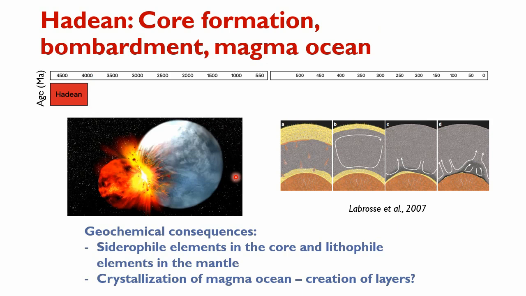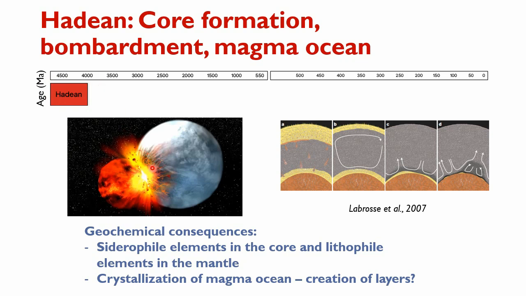So at the beginning of the Earth, during the Hadean, several very important processes occurred. The core was formed, the metal core. There was some heavy bombardment at the surface of the planet, and there was most probably formation of a magma ocean in the interior of the Earth. So on the top of the slide here, you see the timeline, and we are located at the beginning here between 4.5 and 4 billion years.